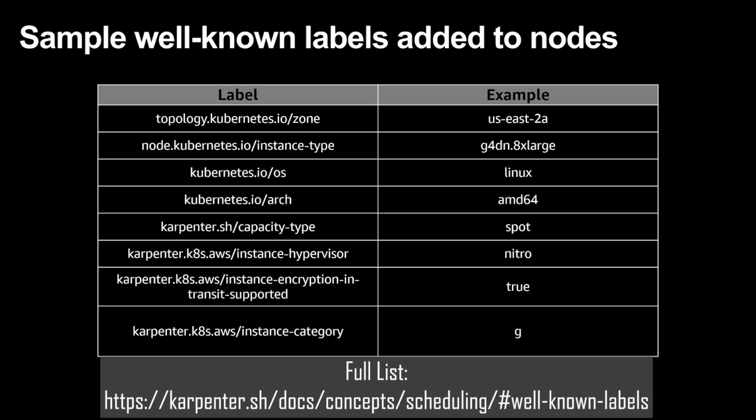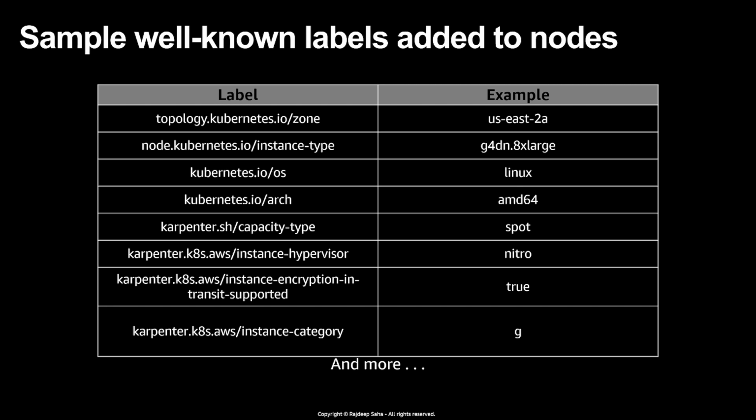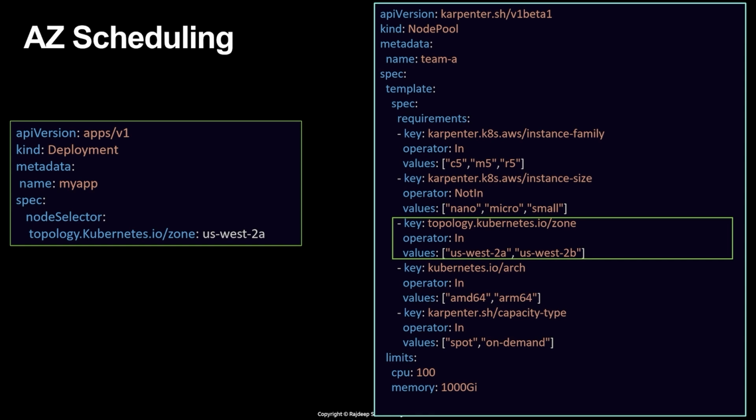So I'll give the link on the bottom. These are sample well-known labels. So what that means is, in your pod specification file, you can use this label to schedule your pods to specific nodes. Now let's take a look at a common example, which is availability zone scheduling.